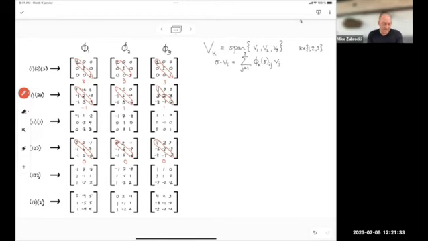So what does that say? It says that phi1 is not isomorphic to phi2 or phi3, and phi2 is isomorphic to phi3. Or what I should be saying is, as modules, V1 is not isomorphic to V2 or V3, but V2 is isomorphic to V3.